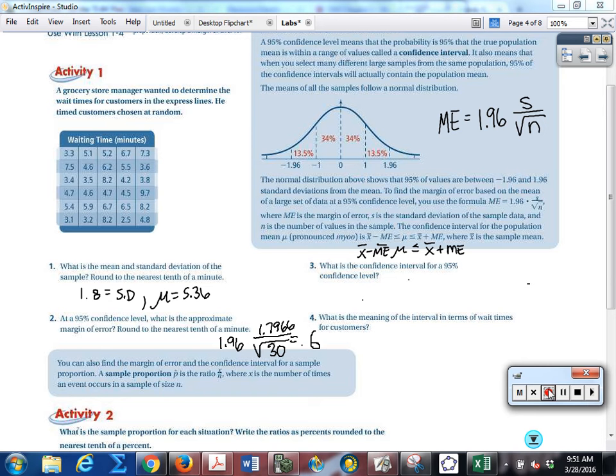So if you want to know the confidence interval for 95%, that's asking you which spread of times, between where and where, are we 95% confident that the average wait time is somewhere between. The actual mean wait time of the population instead of just our sample. Our sample is 5.36, but we need to find the other one.